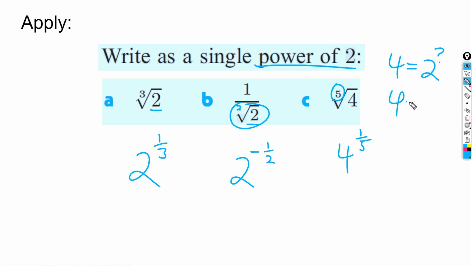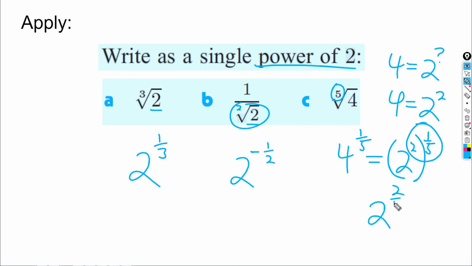I think we all know that if we take 2 times another 2, or two 2's, we would get a 4 here. So what I could do is essentially replace this 4 with a 2 squared, and then all that's getting taken to the 1/5 power. And now if we multiply 2 times 1/5, we would get 2 to the 2/5 power. And that would be our final answer for that one.